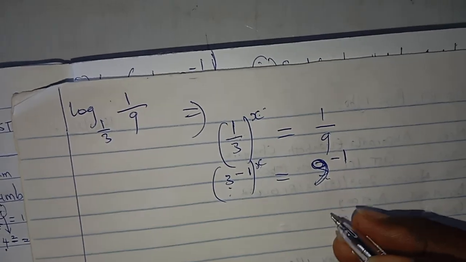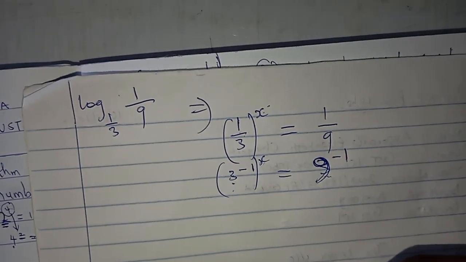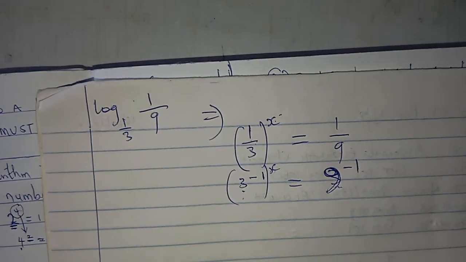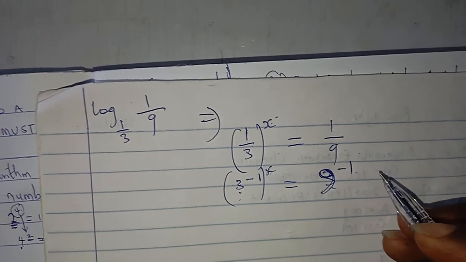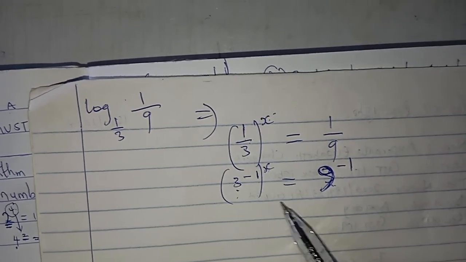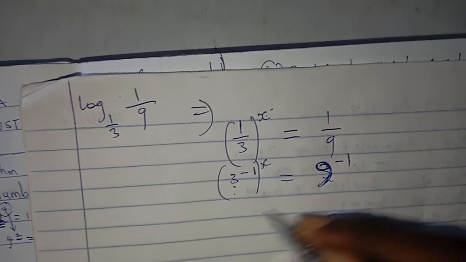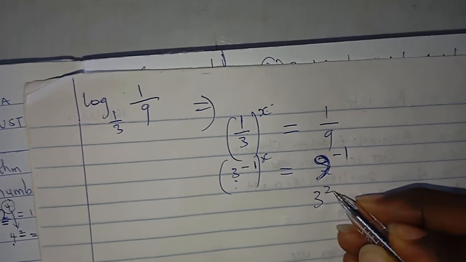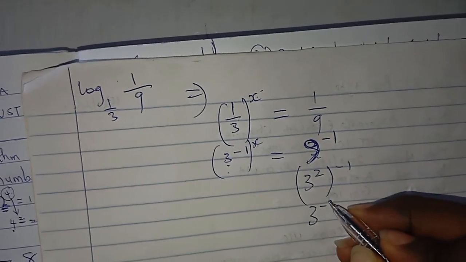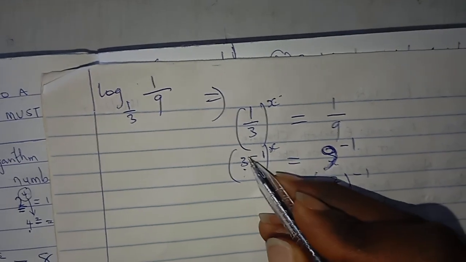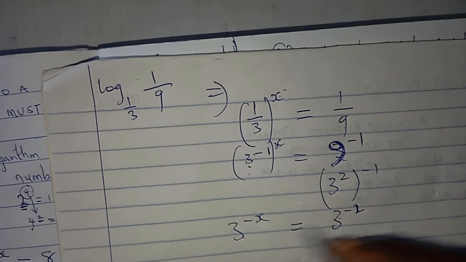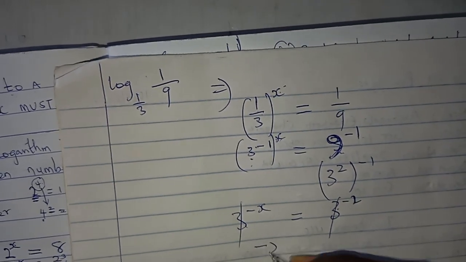The goal of indices is related to logarithm a bit, because you'll be trying to check anywhere you see a particular number that is not in its lowest factor, you take it down to the lowest factor. So this is the same thing as saying 3 raised to power 2, all raised to power minus 1. Power law, this is the same thing as saying 3 raised to power minus 2 is equals to 3 raised to power minus x. Now, since the bases are the same, the powers should be equal.